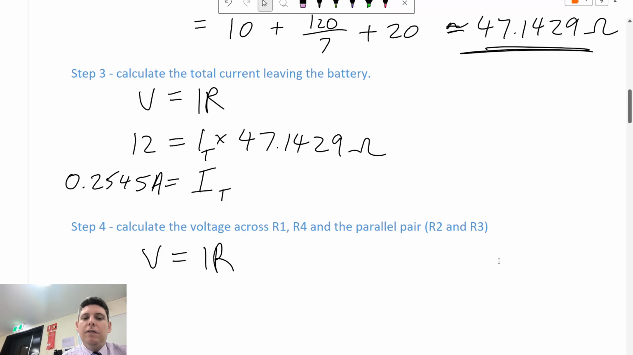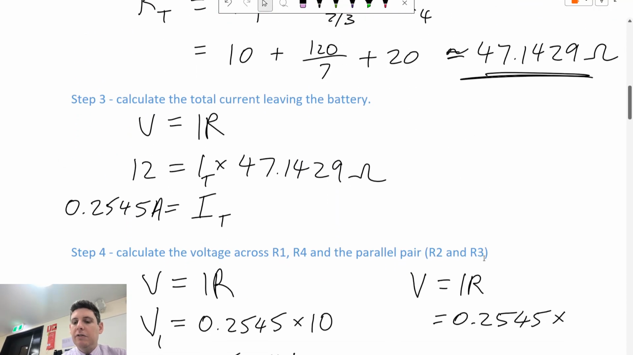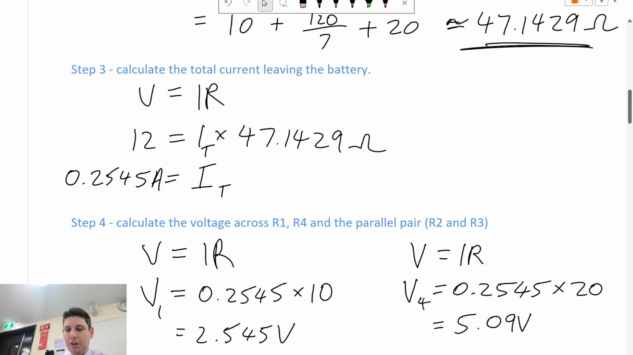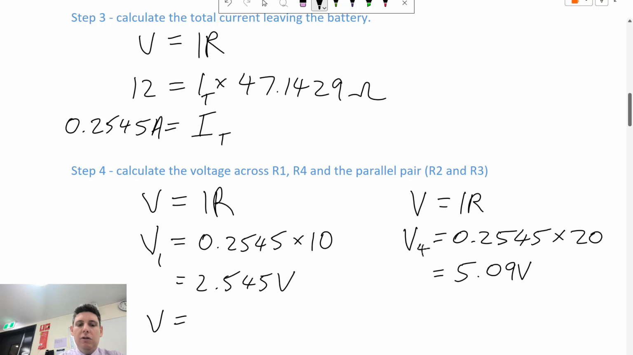And we're going to find, let's do it for resistor 1. So we're subbing in the total current. And what are we using for R for resistor 1? 10. So that's the voltage across resistor 1. Now resistor 4. What are we multiplying the amps by this time? 20. So we're subbing in the resistance. Okay, so now we're pretending resistor 2 and 3 are one resistor. So we're going to find the voltage across that one. So it's the same current. So let's call this R2/3.